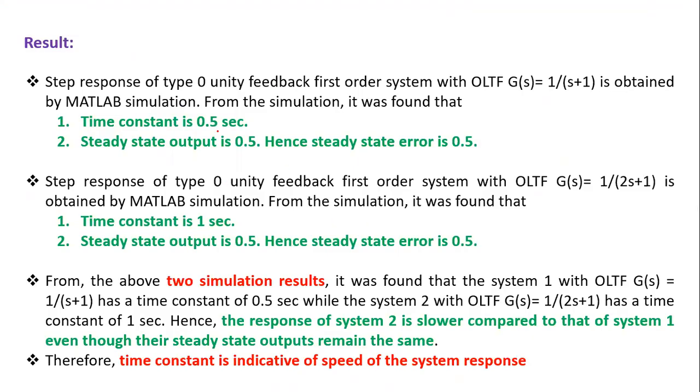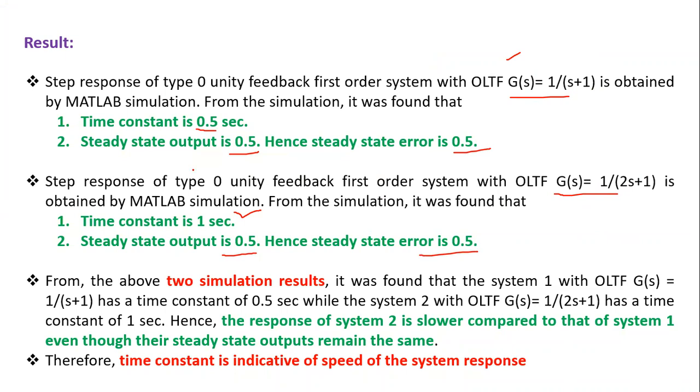Coming to the conclusion. For the first case, the open loop transfer function you are taking is 1 by s plus 1. For this, the time constant is 0.5 and the steady state output is 0.5. Error also 0.5. Coming to the second case, G of s is 1 by 2s plus 1, the open loop transfer function. For this, the time constant is 1, the steady state output is 0.5, and the steady state error is 0.5.